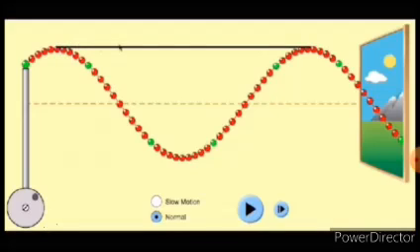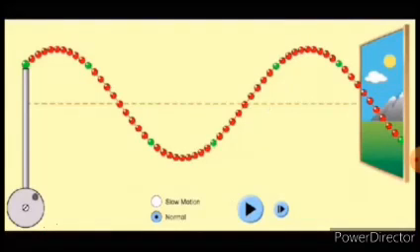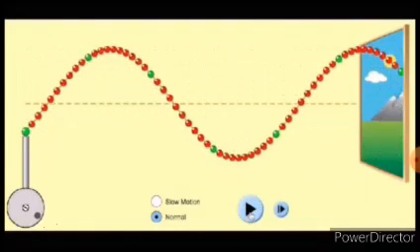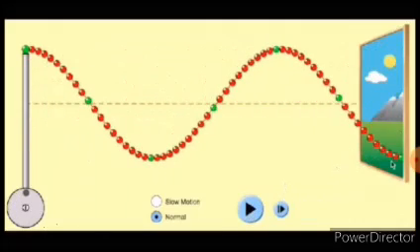The second thing that we can measure is the distance. You notice that the cycle is represented by the distance from crest to crest, and we call this distance the wavelength. And we can also measure the wavelength from trough to trough.